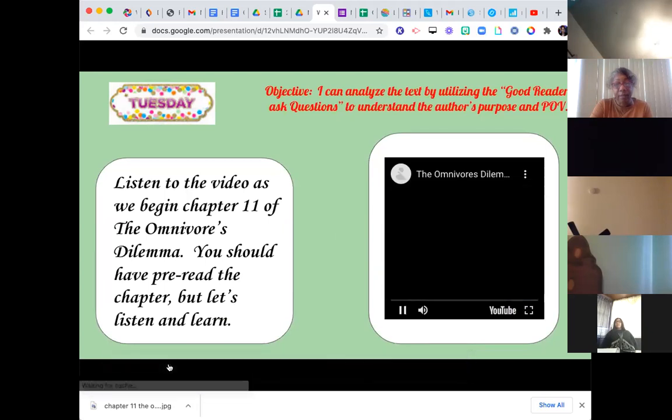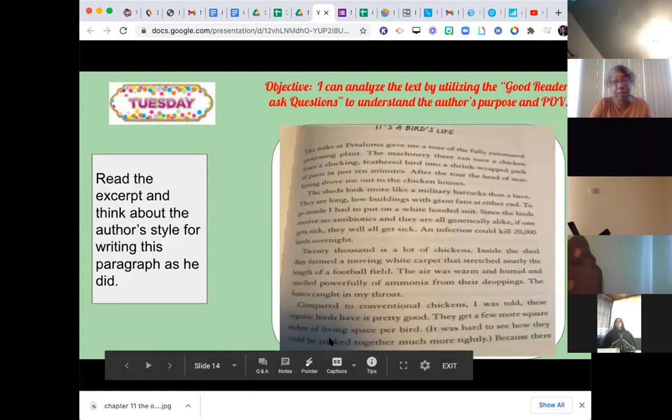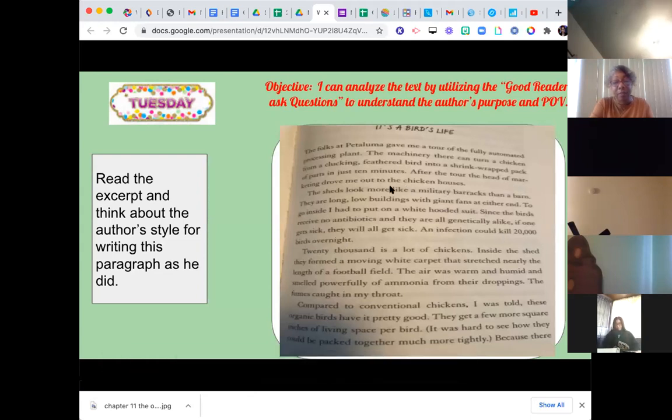And here is the paragraph. We're only looking at the second paragraph. You have a picture of chickens, you have a picture of cows. This paragraph is about the chickens. We've already read about the cows.